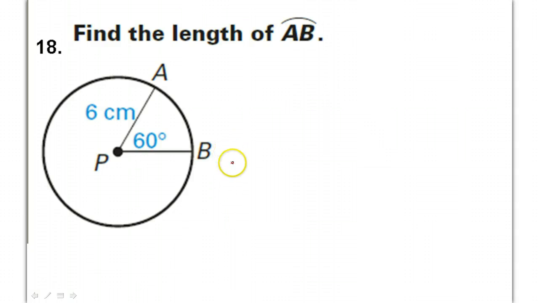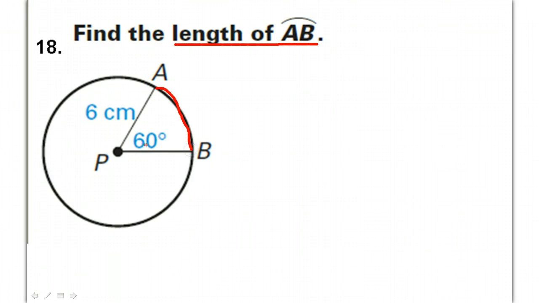Alright, okay, here we go. These are the problems that students have the most trouble with. You have to really pay attention to what you're being asked to find. In this case, we are supposed to find the length of arc AB. Arc length. We're supposed to find this length right here.